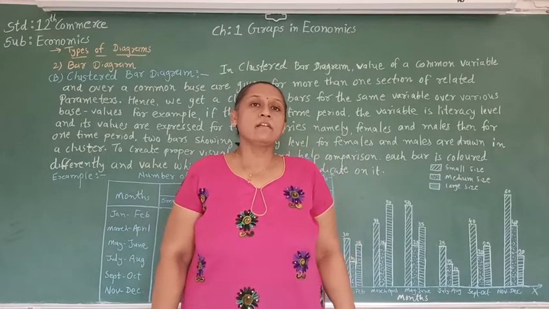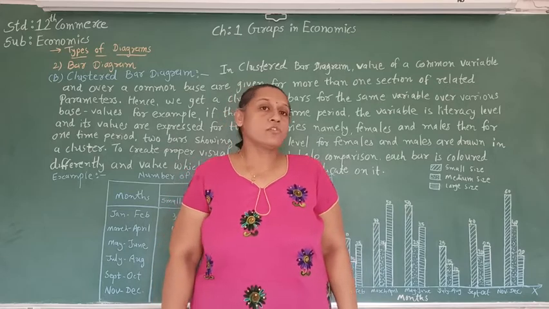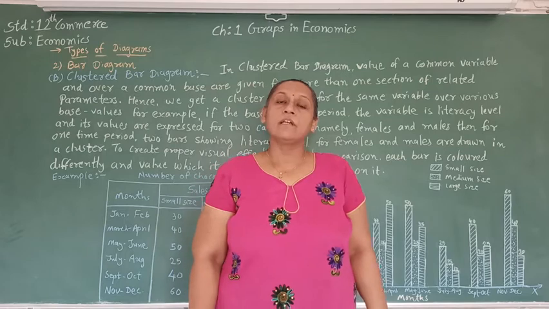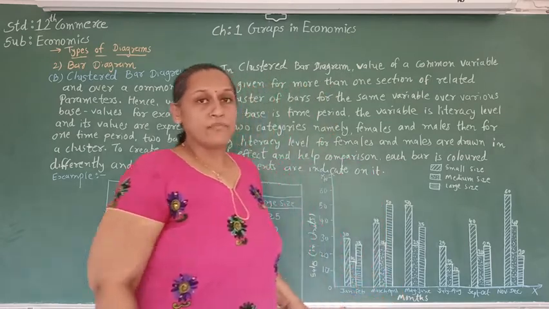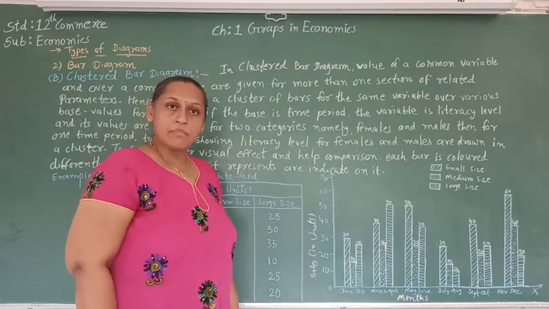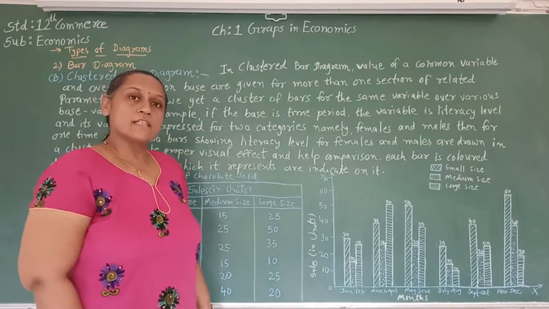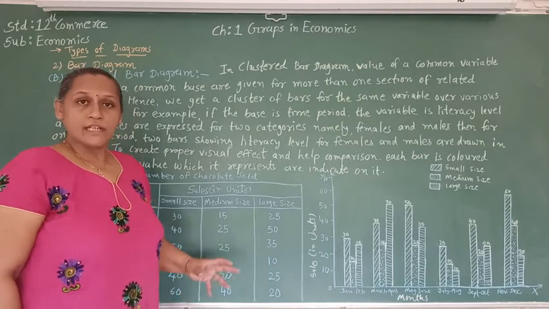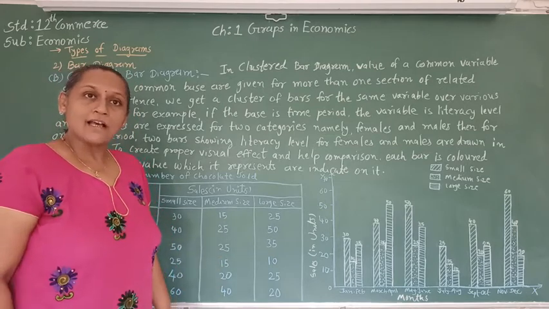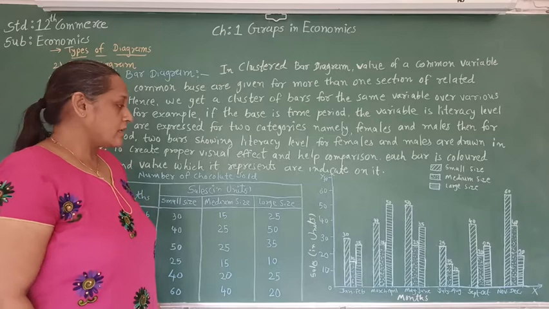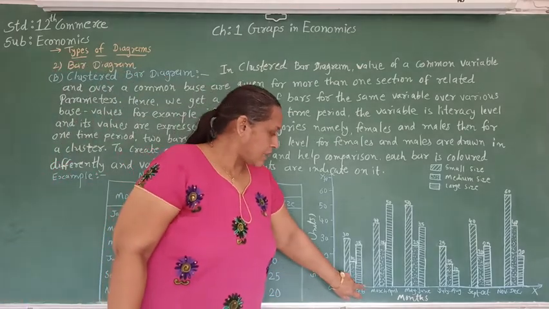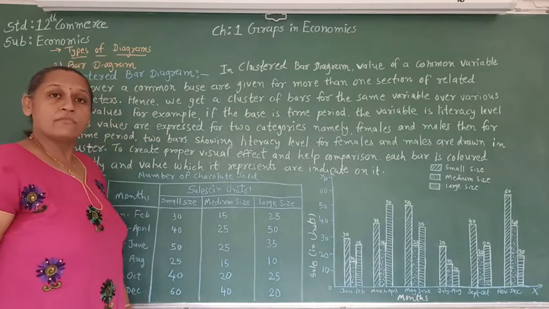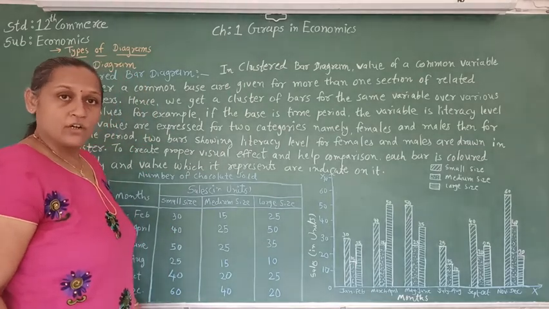Let's understand the cluster bar diagram. This is the second type of bar diagram. The very first we have seen was the simple bar diagram, and here the second one is the cluster bar diagram. According to its name, we can see that here the bars are in a cluster. Here we can see that there are three bars together. It depends upon the variables we have taken for the example.